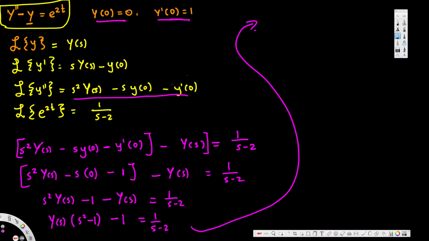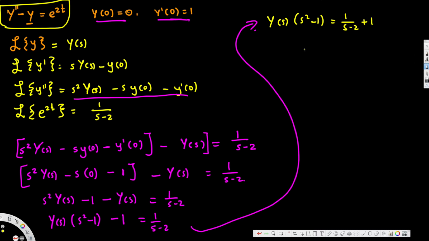Let's continue right here. We have to just separate the y of s term alone. So first I move this negative 1 to this side, so this is going to be y of s times s square minus 1 is equal to 1 over s minus 2 plus 1. To add them together, we can take the common denominator. So y of s times s square minus 1 is equal to 1 over s minus 2 plus s minus 2 over s minus 2.